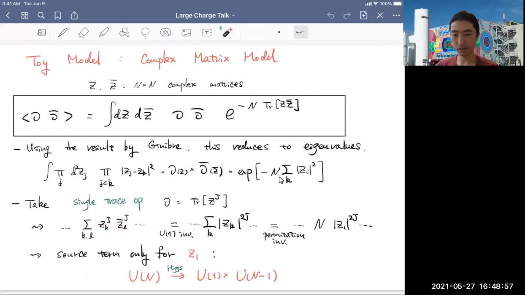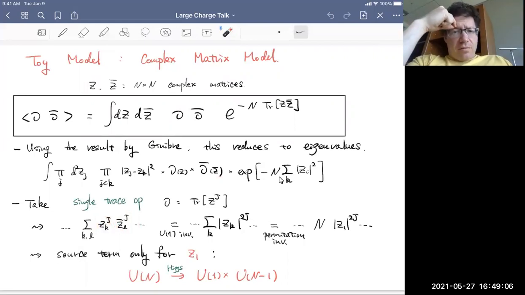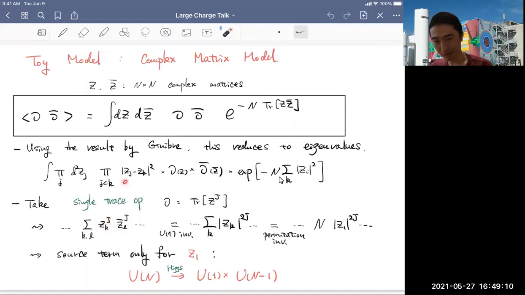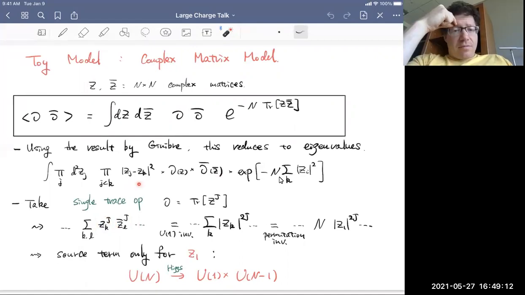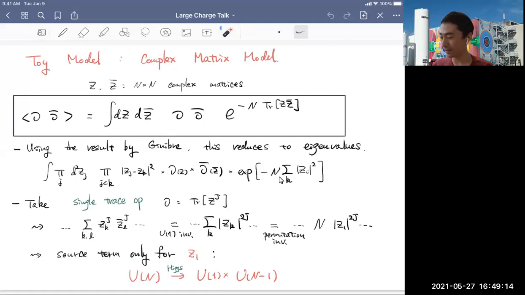Z to the power J. What is the lower index, Z_J? Oh, sorry, the J runs from 1 to n. I'm having in mind some toy model for SU and Yang-Mills theory, let's say.